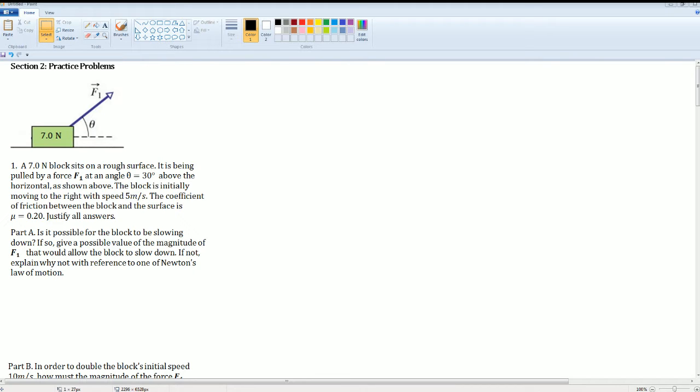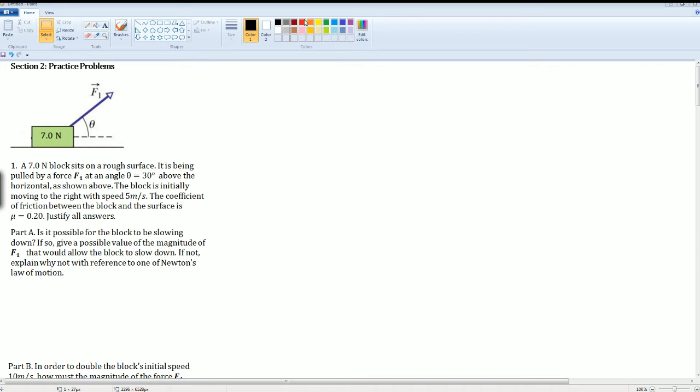So here's the scenario for the first one. Okay, you could read it if you want. Part A asks, is it possible for the block to be slowing down? If so, give a possible value of the magnitude of F1 that would allow the block to slow down. If not, explain why not with reference to one of Newton's laws of motion.